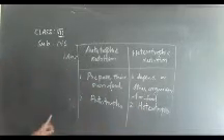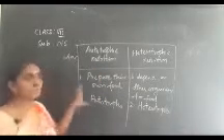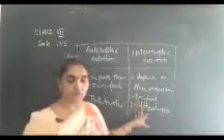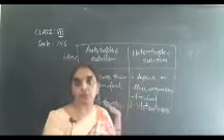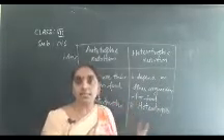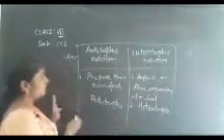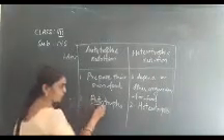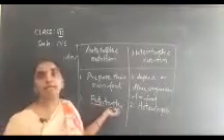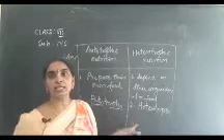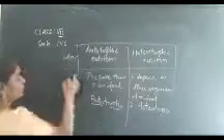Auto means self. Trophos means nourishment. So self-nourishment here. Heterotrophs. Hetero means others. They depend on others. So here the mode of nutrition is that they depend on others for food, so they are called heterotrophs. And you can write in the third point what auto and troph mean: auto means self, troph means nourishment, hence they are called autotrophs. In that manner you have to answer the first question. Hope you have understood the first question children. Next we will move to the second question.